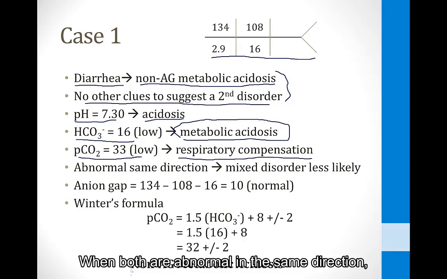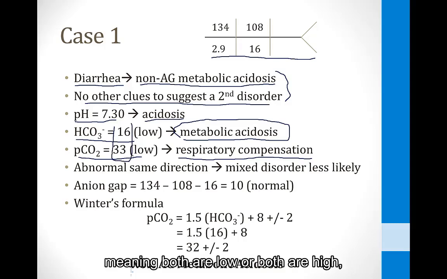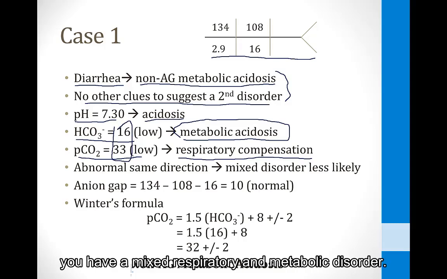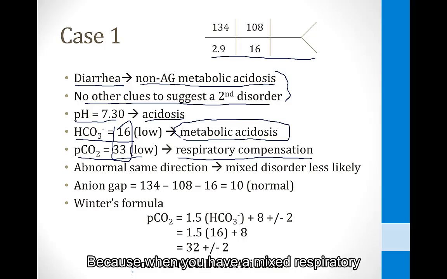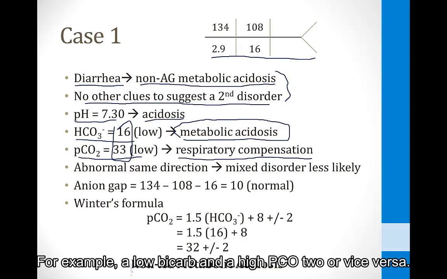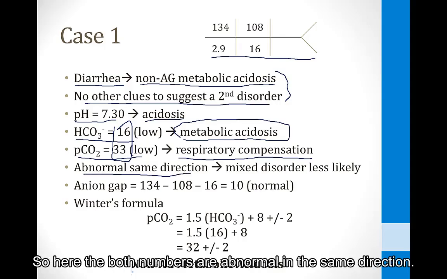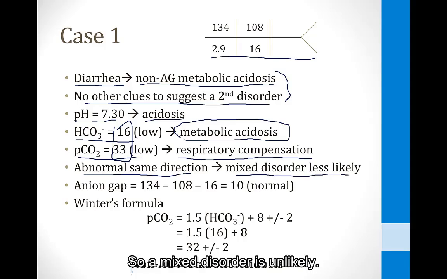When both are abnormal in the same direction, meaning both are low or both are high, it's very unlikely you have a mixed respiratory and metabolic disorder. Because when you have a mixed respiratory and metabolic disorder, the numbers go in the opposite direction. For example, a low bicarb and a high PCO2 or vice versa. So here, both numbers are abnormal in the same direction. They're both low, so a mixed disorder is unlikely.